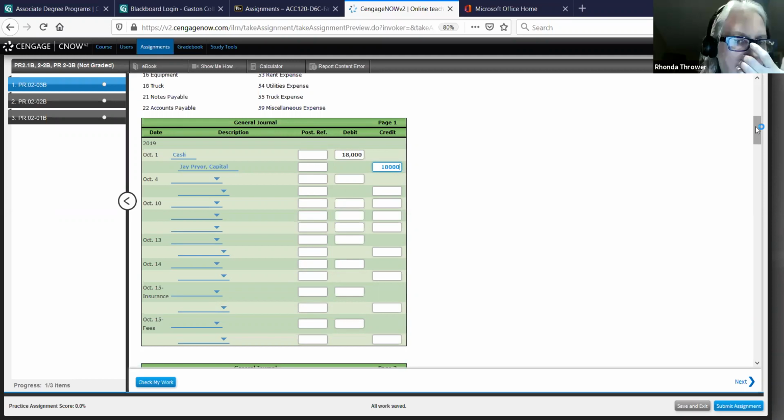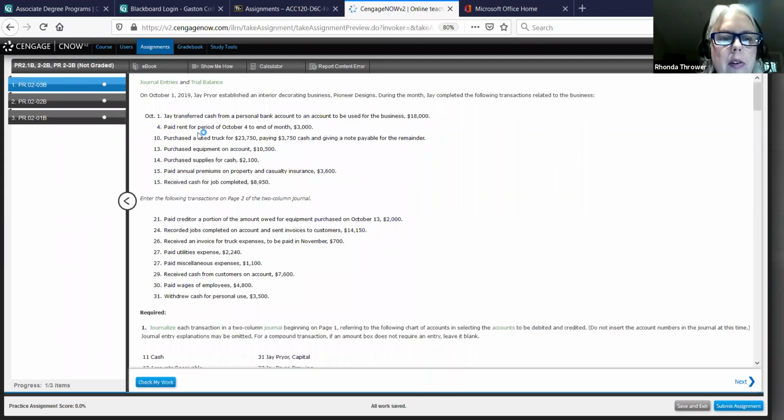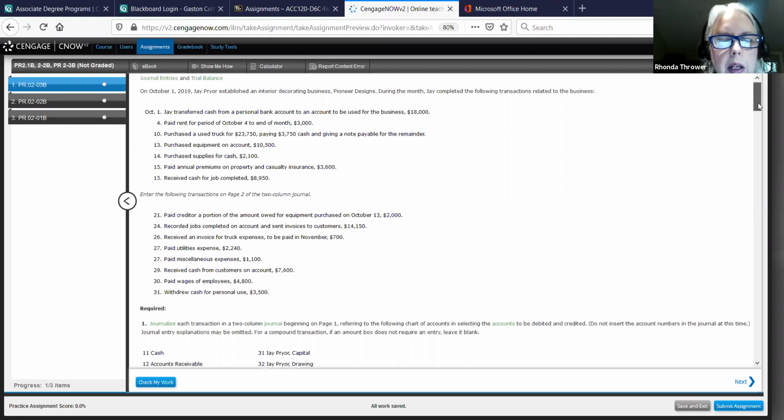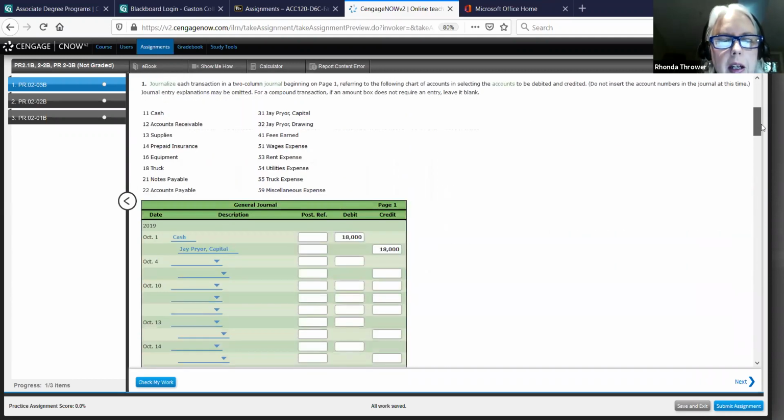So on October the 4th, we have paid rent for the period of October the 4th to the end of the month, and it was $3,000. What has happened here is we paid for 1 month's rent. Our cash is decreasing by $3,000. To decrease cash, which is an asset, you would credit. Our rent expense, however, is increasing. To increase rent expense, we would debit that.